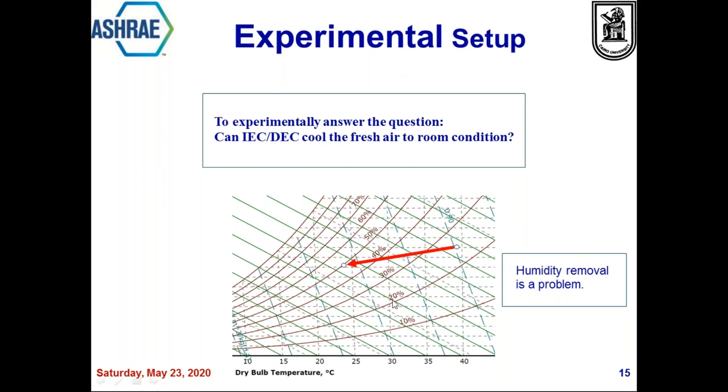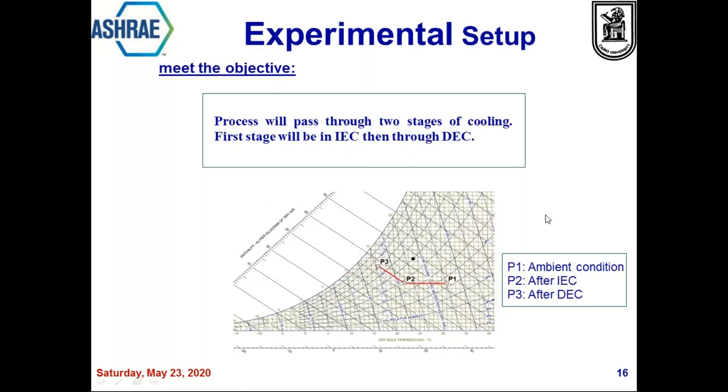So removing the humidity is the problem in our computation. For example, you start at 40 degrees centigrade and relative humidity about 30, then you go down to 50% relative humidity, but temperature about 23 or 24 degrees centigrade. We can do both in two consecutive processes. First, we take the ambient air and cool it down in indirect evaporative cooling from stage one to stage two.